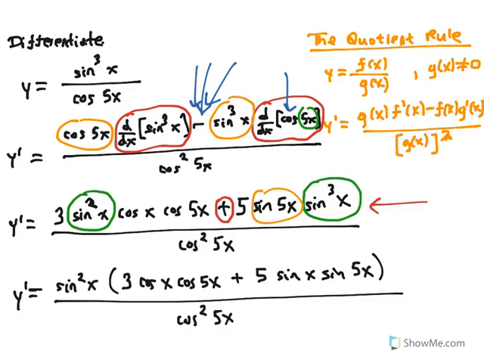That's about as much as I can do for simplification, so this is going to be left as my final answer. And what we have here is the derivative of this function. And we found it by using the quotient rule.